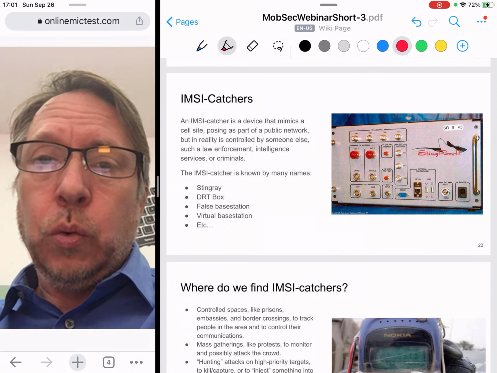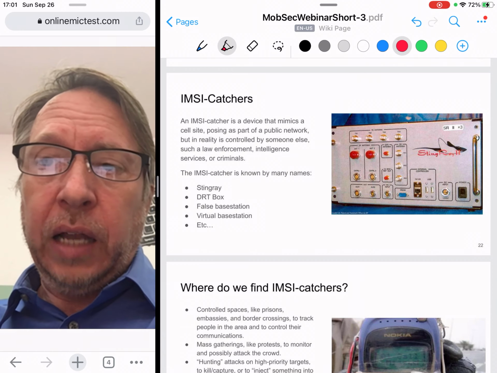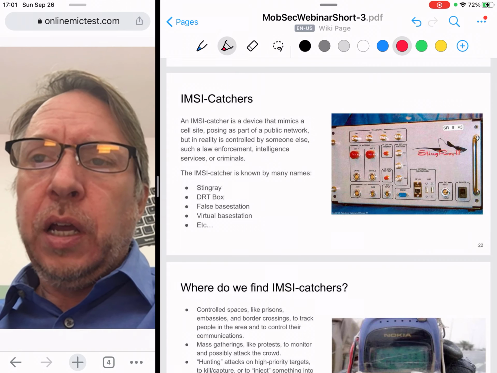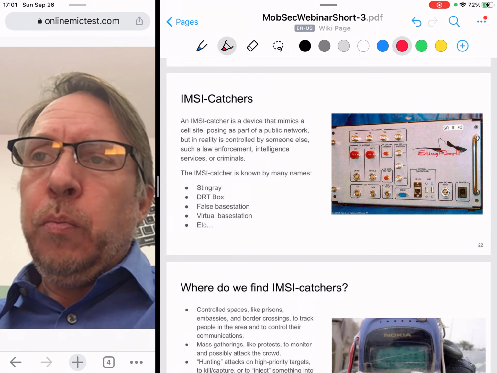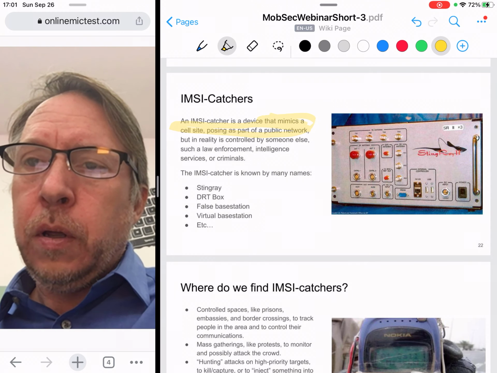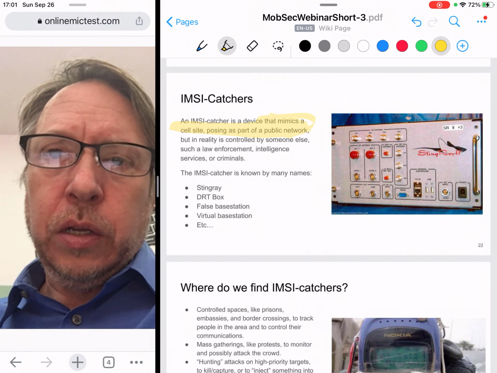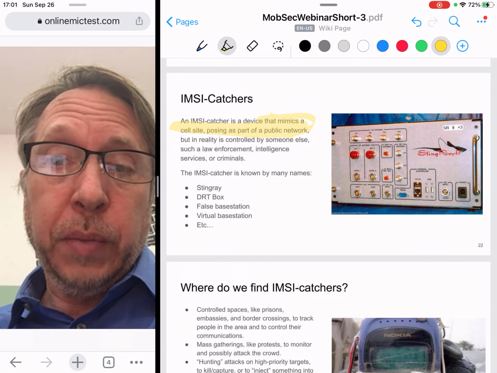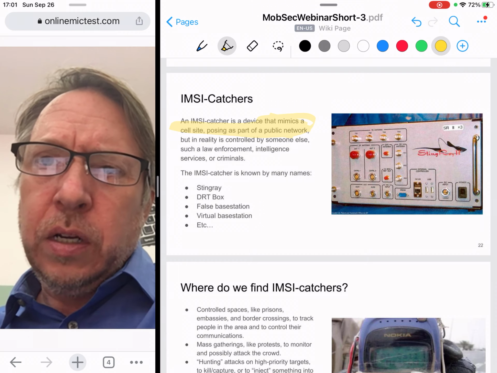What's an IMSI catcher? An IMSI catcher is a device that mimics a cell site posing as part of a public network. It can do this most easily in 2G, because in 2G authentication is only one way. There's no way for the phone to know that this is not a legitimate base station. But there are conditions where it can also be done in other technologies. We'll talk about that in the actual workshop if you come and attend.